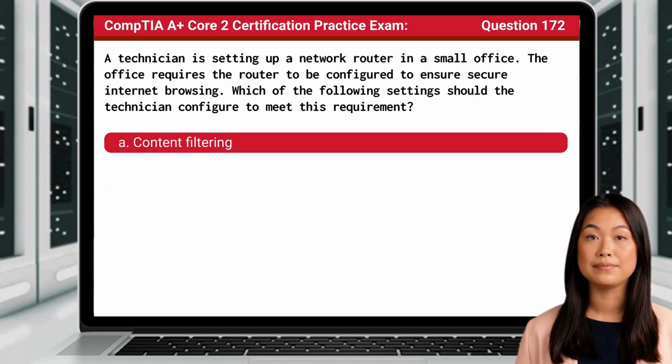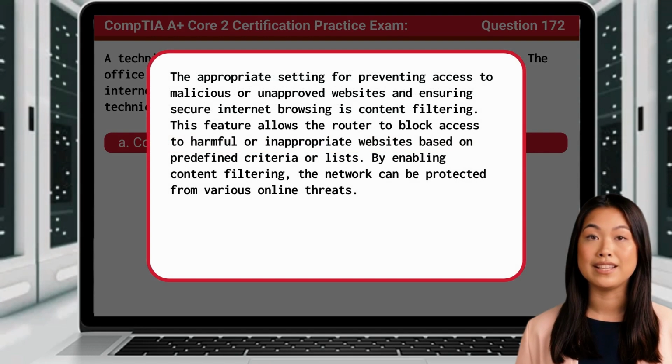Content filtering. The appropriate setting for preventing access to malicious or unapproved websites and ensuring secure internet browsing is content filtering. This feature allows the router to block access to harmful or inappropriate websites based on predefined criteria or lists. By enabling content filtering, the network can be protected from various online threats.